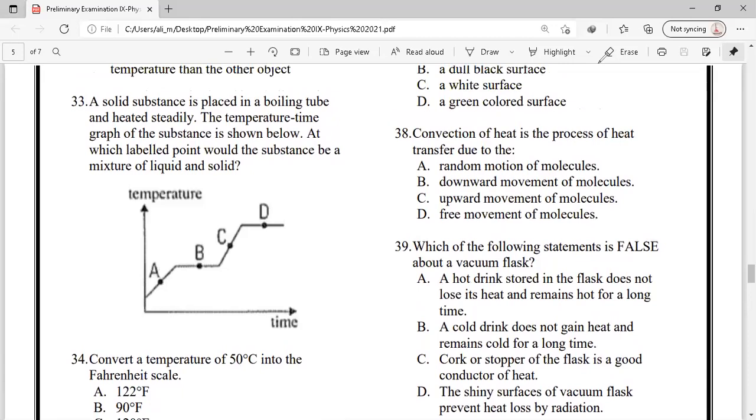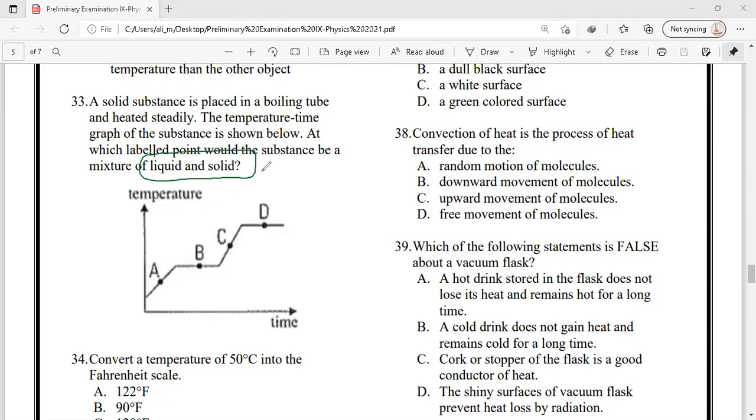Let's see question number 33. A solid substance is placed in a boiling tube and heated constantly. The temperature-time graph of that substance is shown below. At which part is the substance a mixture of solid and liquid?